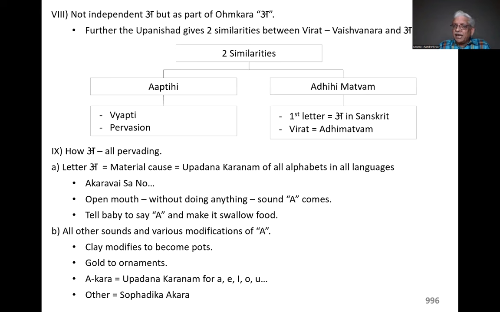Now, what are the similarities between Virat Vaishwanara and Amatra? Why do we equate Virat, the Lord, with the Amatra, which is of Omkara? There are two similarities. One is called Vyapti, and the second is called Adimatva. These are two technical words used by the Upanishad itself: Aptihi and Adimatva. Aptihi means it is pervasive.